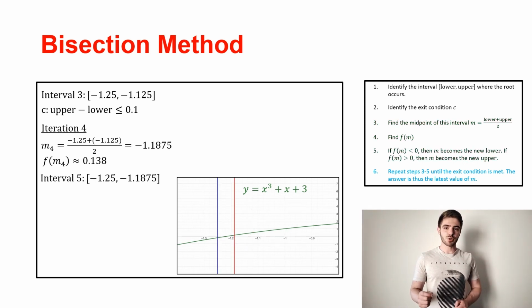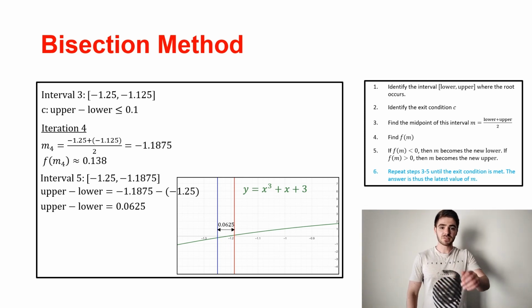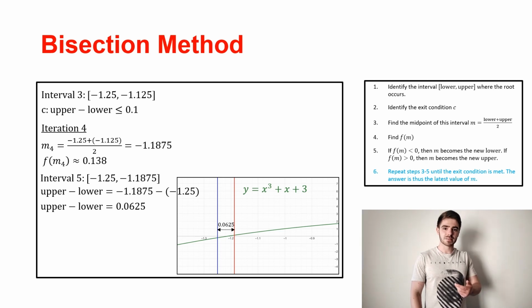Remember that we're trying to solve f of x equals 0 for x, and the midpoints are giving us values of x to test. So after doing all of these iterations, our answer is just going to be the last midpoint we found, which in this case is m4.